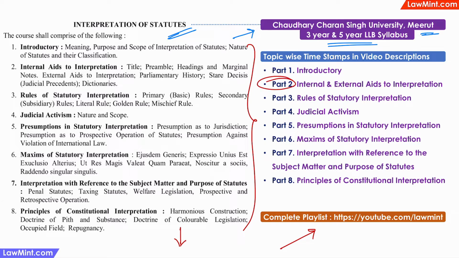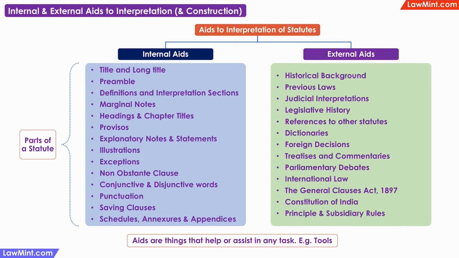This is part 2 and we will talk about the internal and external aids to interpretation of statutes. When you have to interpret a statute, the courts will make use of some internal and external aids to interpretation. What are these aids? Aids are things that help or assist in any task. For example, tools like a spanner or a screwdriver are the aids that you will use in repairing something. Or a calculator is an aid that you will use in solving a mathematical problem. So the aids to interpretation are all those things that help you in both interpretation and construction of statutes.